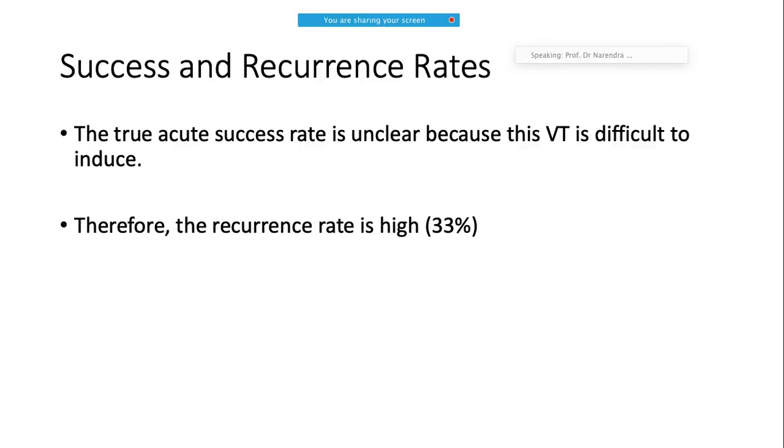However, we must remember the recurrence rate is pretty high. In fact, 1/3 of those ablations for this may recur. 1/3 means, for example, up to 35%. So out of 3 ablations, if you do, one may recur back. I will try to show you some examples.